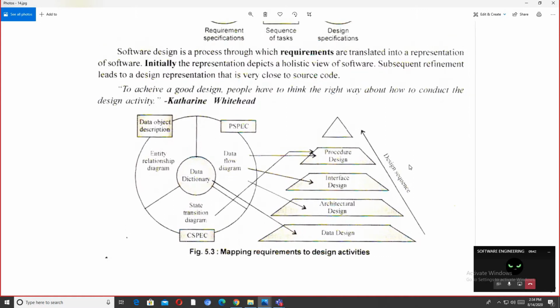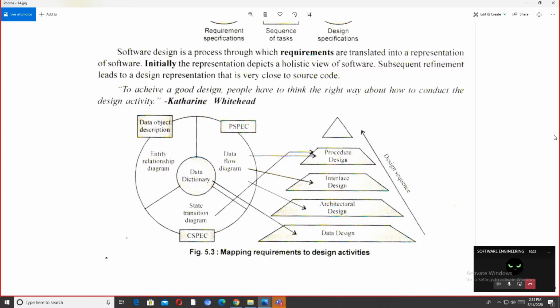Now, what is software design? Software design is a process through which the requirements are obtained from requirement specification, through which the requirements are translated into a representation of a software. Initially, the representation depicts a holistic view of software. We are all aware that in initial times, when we are going through the requirement specification, the representation of the software is highly holistic and it encompasses everything that needs to be taken care of while creating a software design.